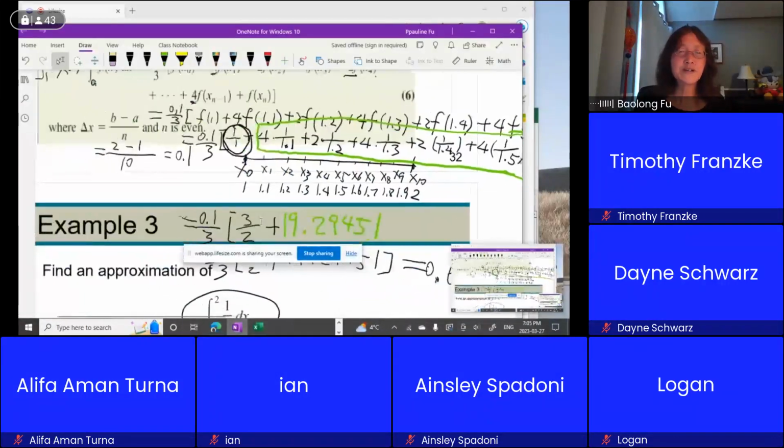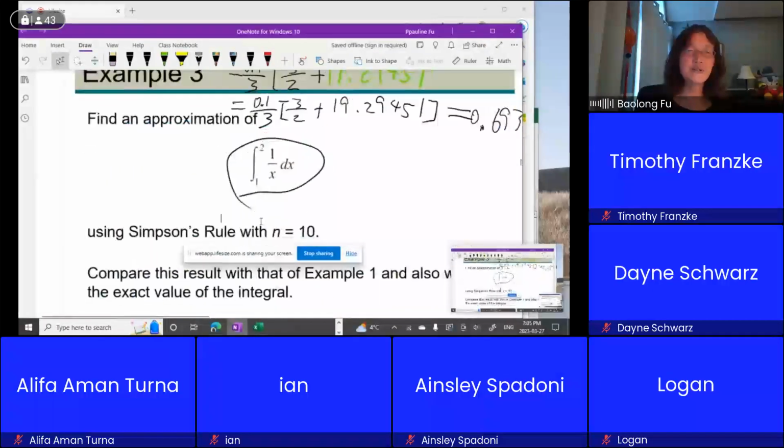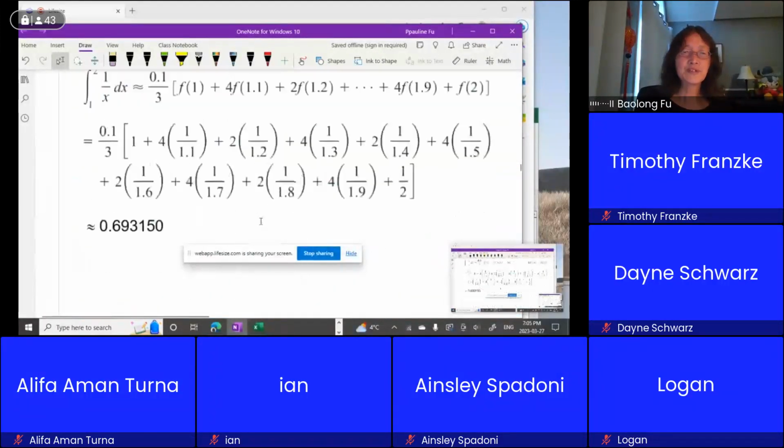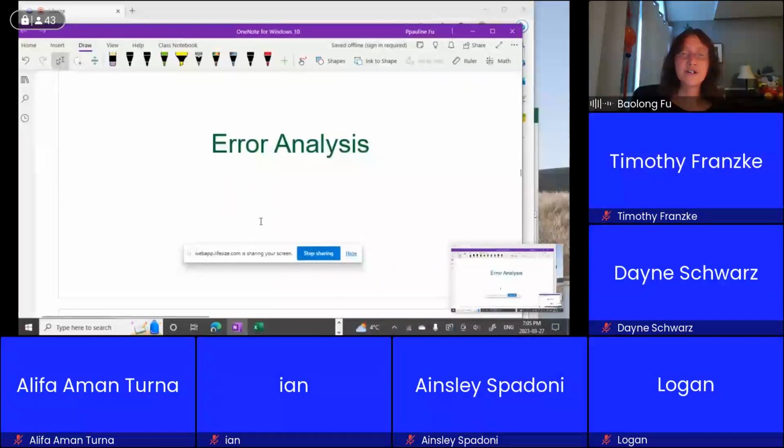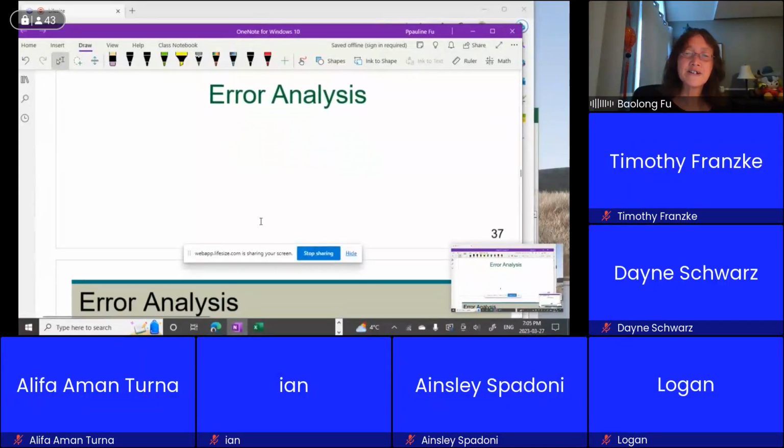Okay, before the break, we did the Simpson's rule. We did this question. Now, one more item, then we move on to chapter 8. This is still chapter 7, section 3. So this one is error analysis.